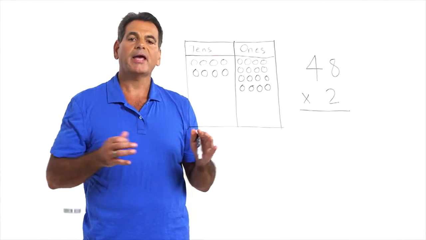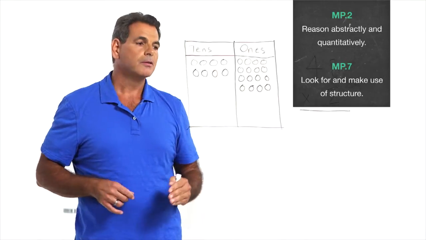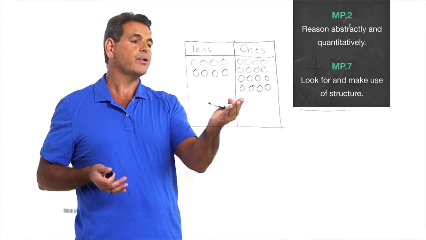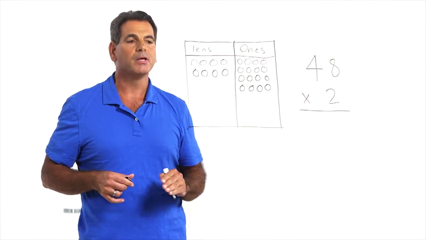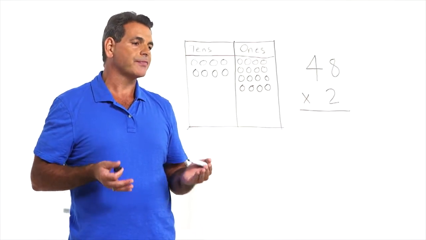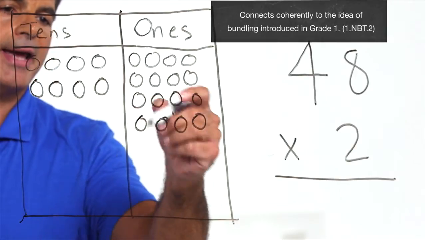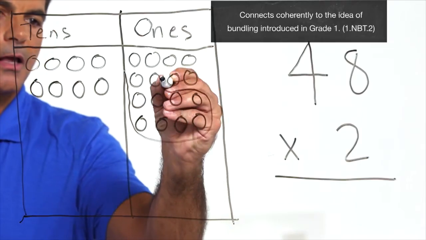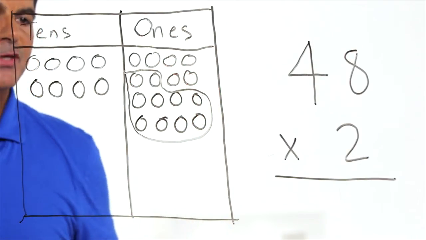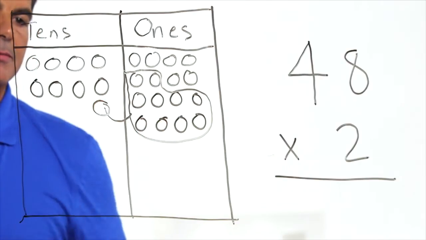Stopping here, asking the students to turn and talk to each other about what they noticed in the model. They should come back to you and realize, hey, we have way too many ones in the ones place. What are we going to do with them? So they know from addition that they can rebundle, right? So we're going to take 10 of these ones and add it into the tens place.